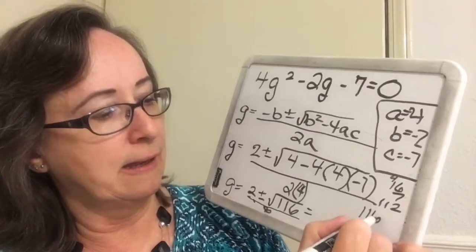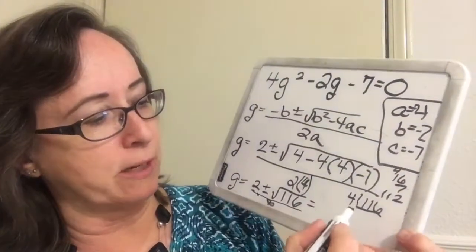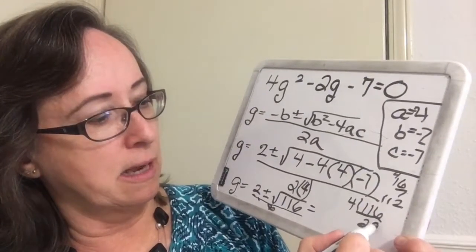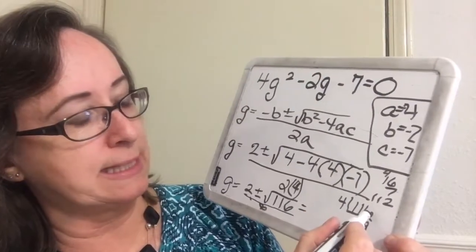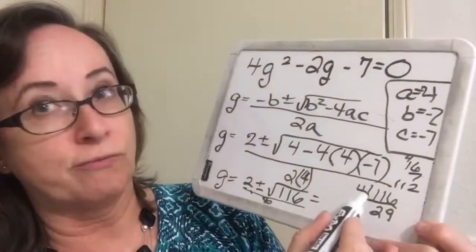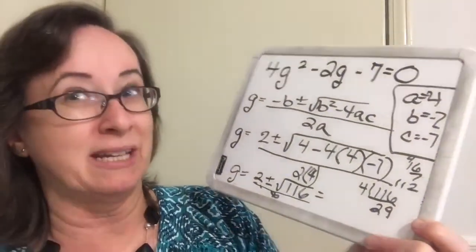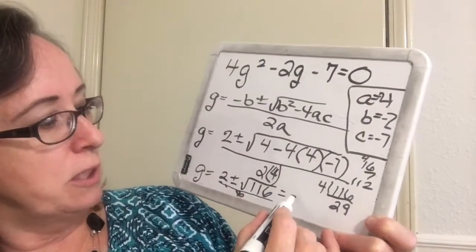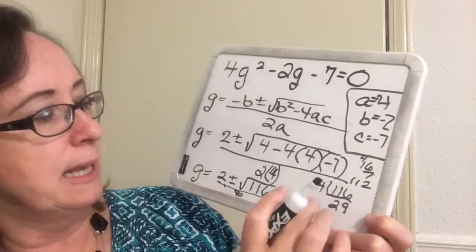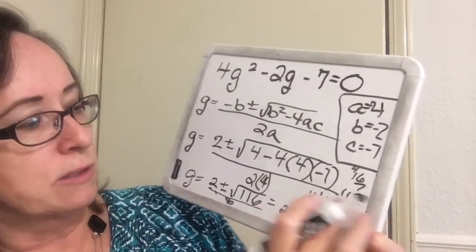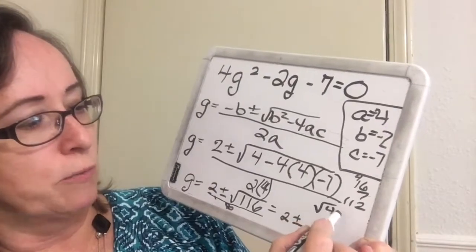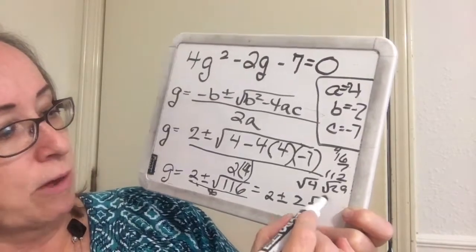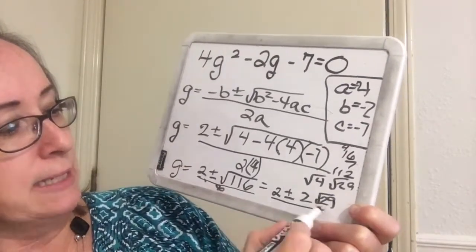And then 116, if I factor it, does factor by 4. Okay, so that's going to be 29, I believe. Let's see, 29 times 4 is 116. Yeah. So it divides by 4 with 29 left over. 29 is prime. So my answer is going to be 2 plus or minus. Now the 4 times the square root of 29 is going to be in the radical, right? So square root of 4, square root of 29. The square root of 4 becomes the 2. Square root of 29 divided by the 8.